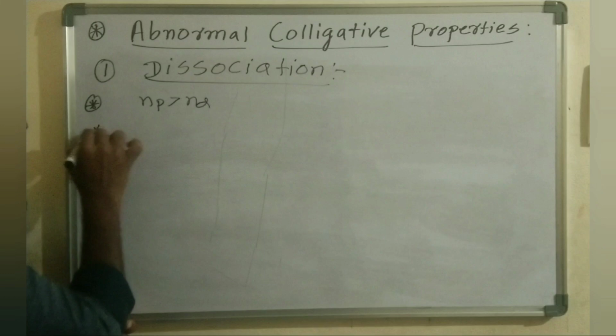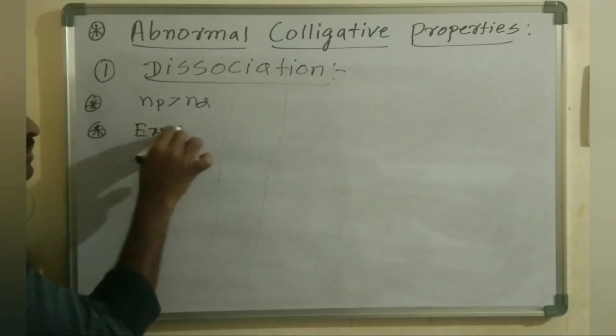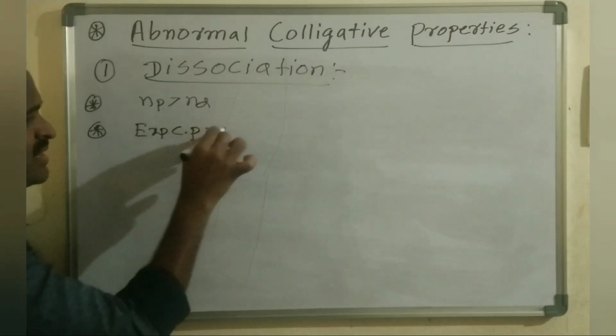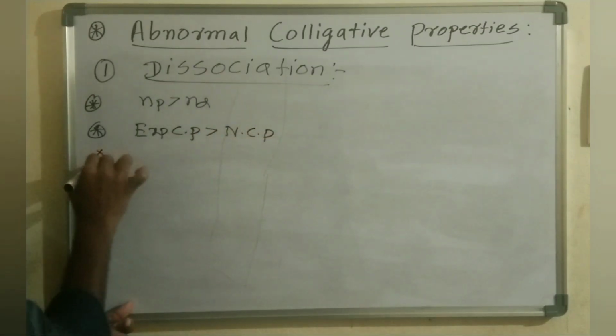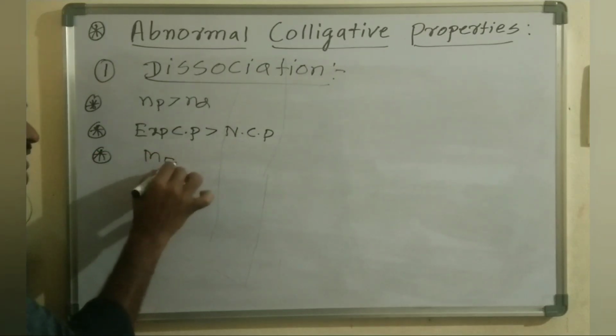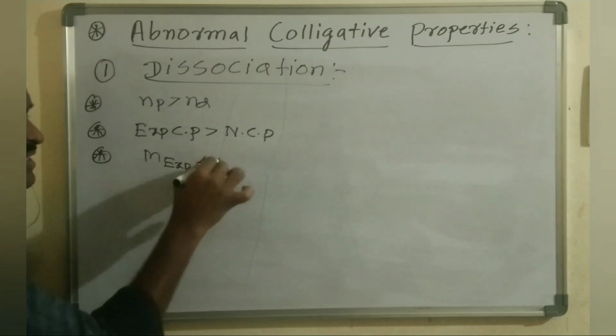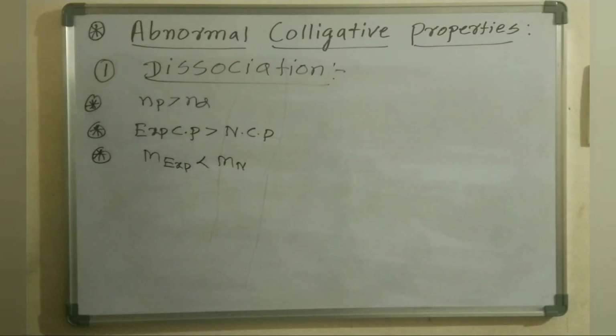Here, the experimental colligative property is always greater than the normal colligative property. And when compared with the molar mass, the experimental molar mass is always lesser than the normal molar mass. These are the three situations related to dissociation.